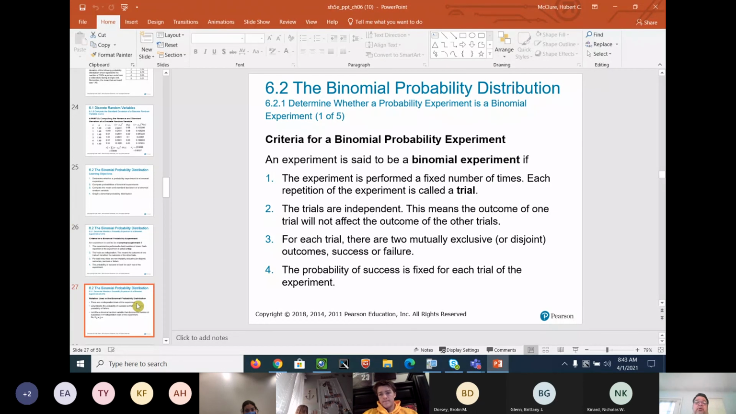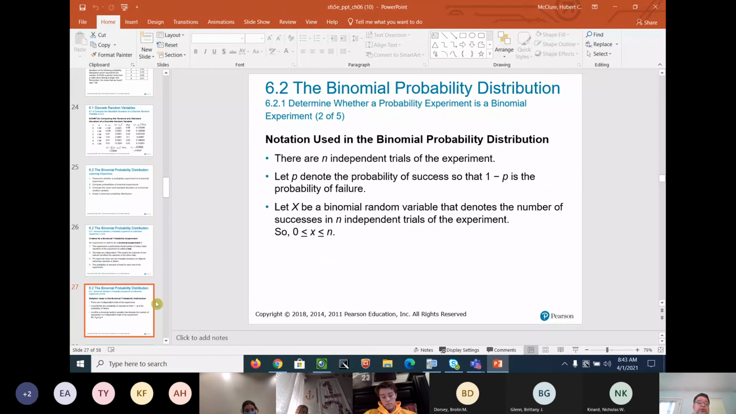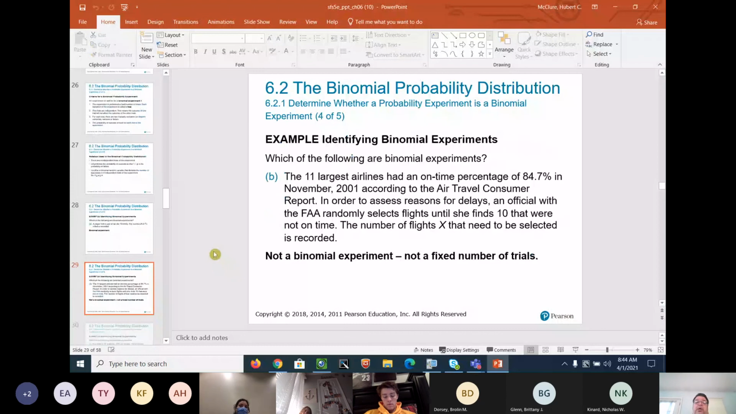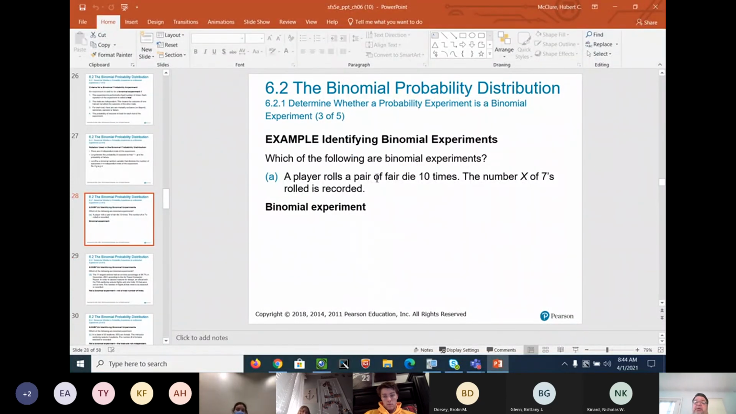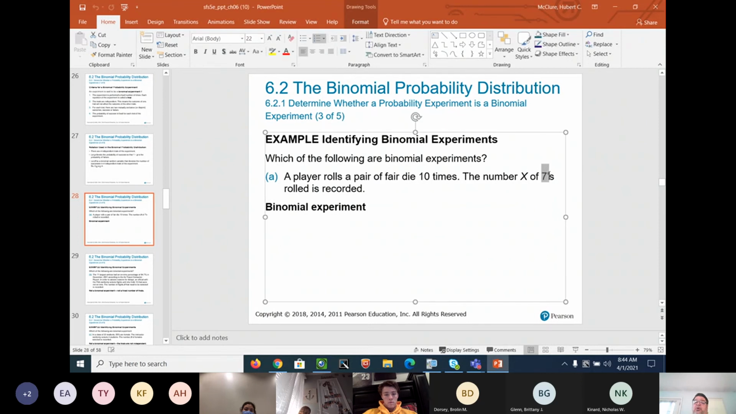And that's just a reproduction of what we just said. Okay, here's an example. A player rolls a pair of dice 10 times. There's your fixed number of trials. The number X of 7s. You're either going to have a 7 or you're not going to have a 7. There's your two exclusive outcomes. You're either going to roll a 7 or you're not going to roll a 7.